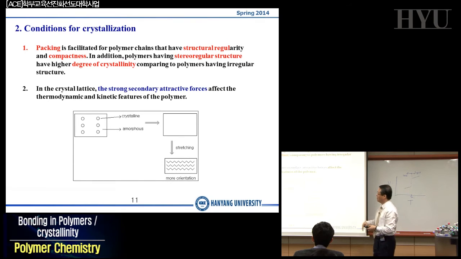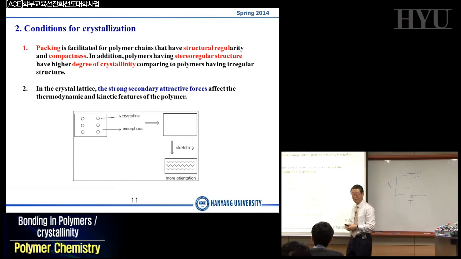Now I have drawn just a picture here, where you have a polymer film. Some portion might be crystalline, which is represented as a circle, and the uncircled portion, which is the background, is amorphous. So crystals are embedded in the amorphous portion. Let's imagine that state.